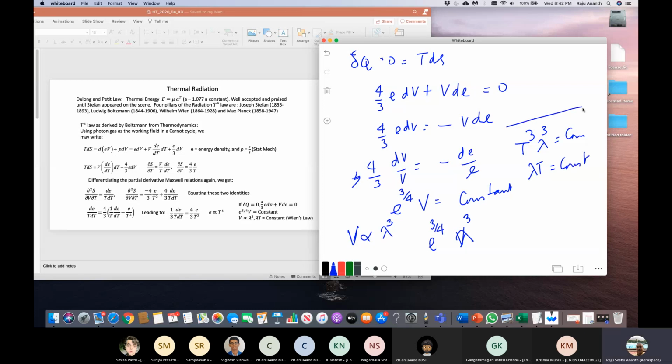So not only using thermodynamic principle can we say the internal energy is proportional to T to the power of 4, we can also prove that the maximum energy can be given by lambda T is a constant. So even without getting the real distribution of the energy, one is able to see this is Wien's displacement law. We can prove it purely by thermodynamic argument.